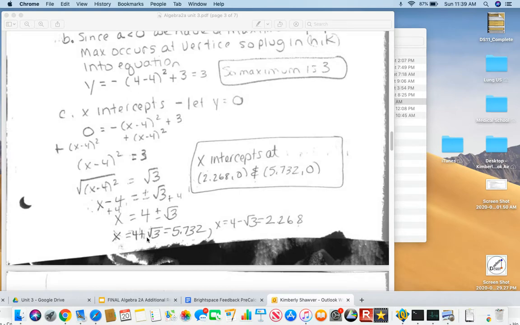So 4 plus the square root of 3 equals 5.732. 4 minus the square root of 3 is 2.268. Now, we should write those down in ordered pair format. So the x-intercepts, where it intersects the x-axis, are written in ordered pair form.